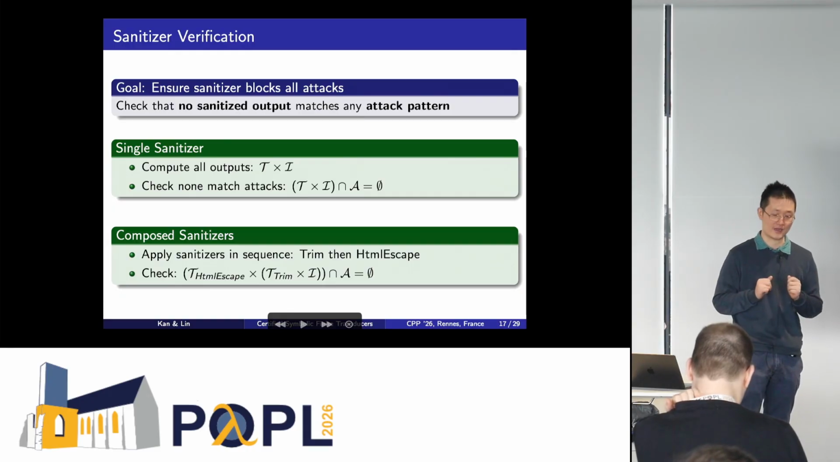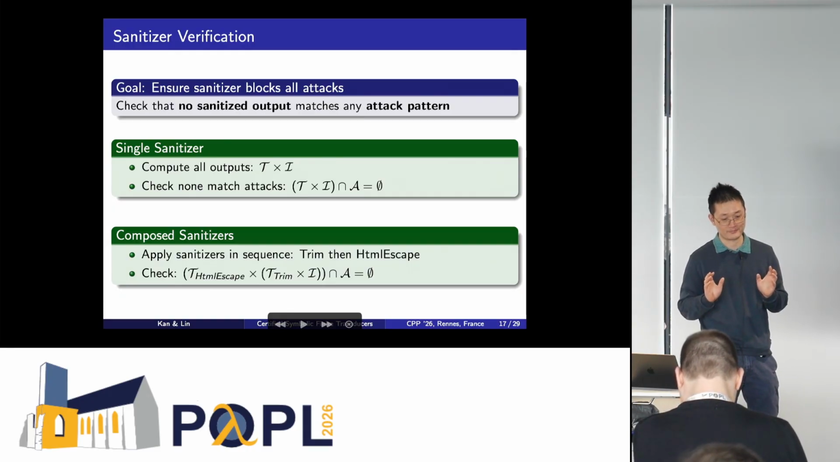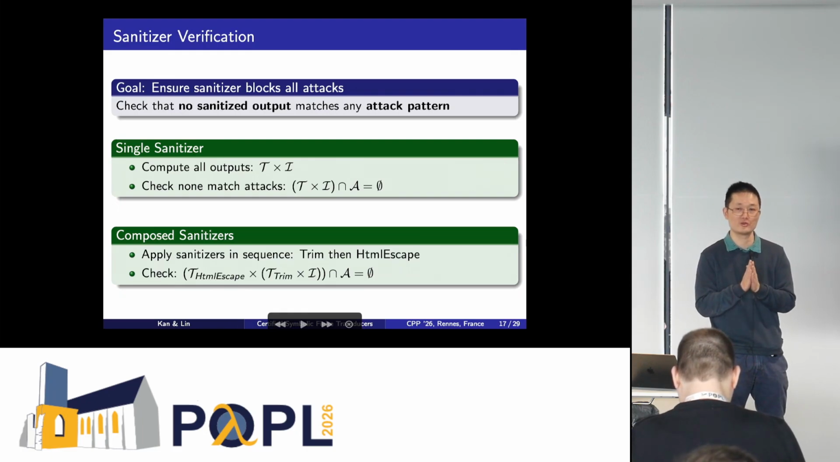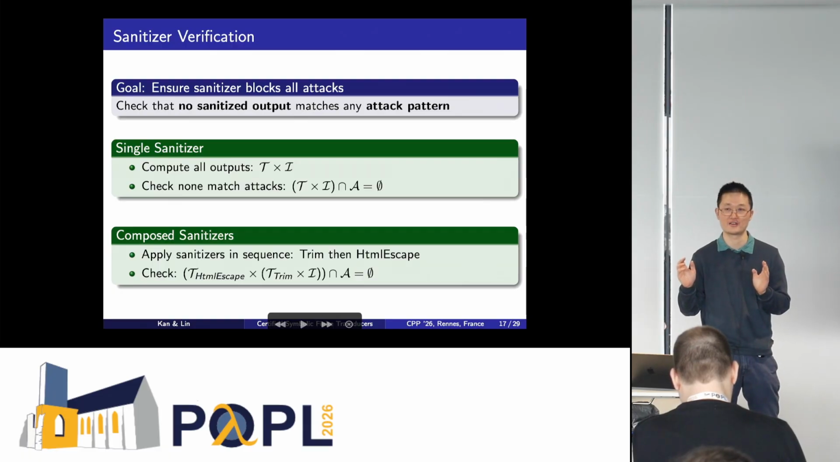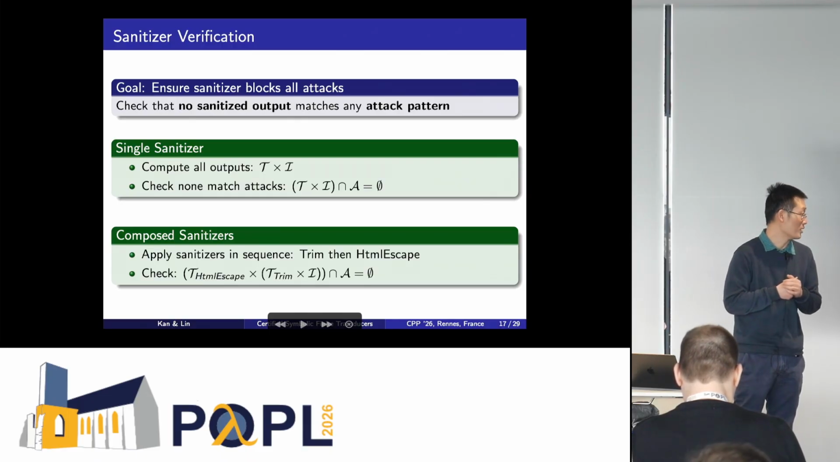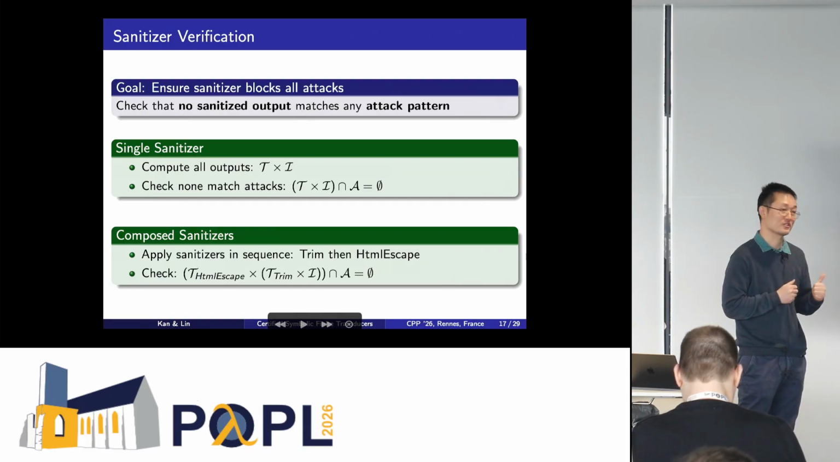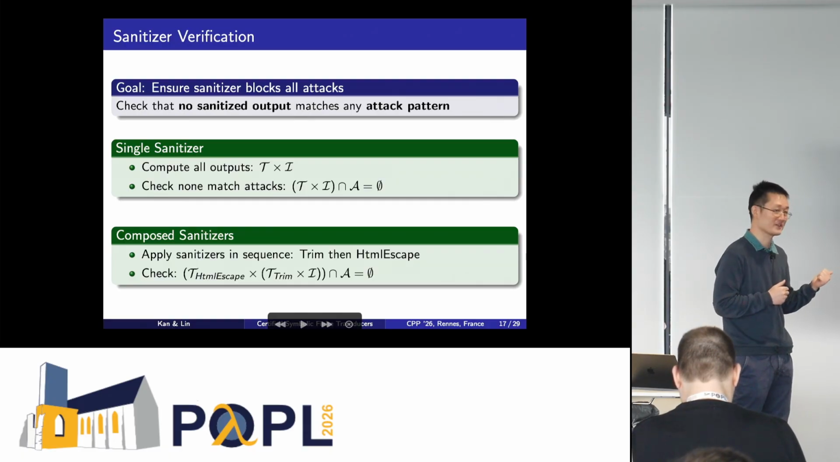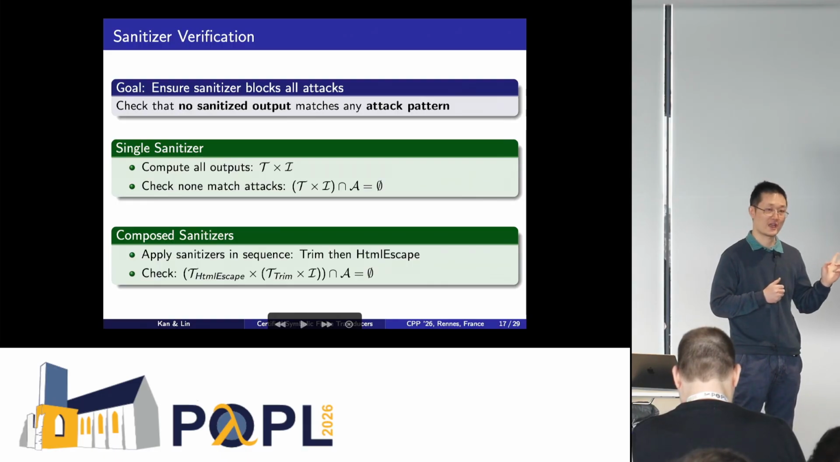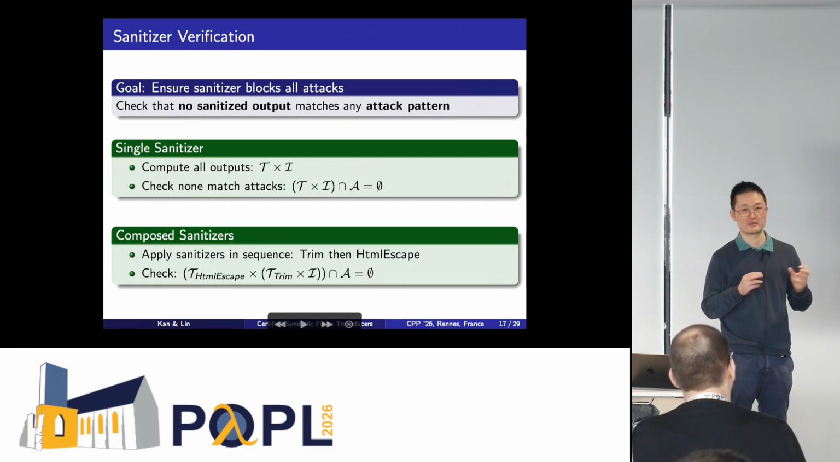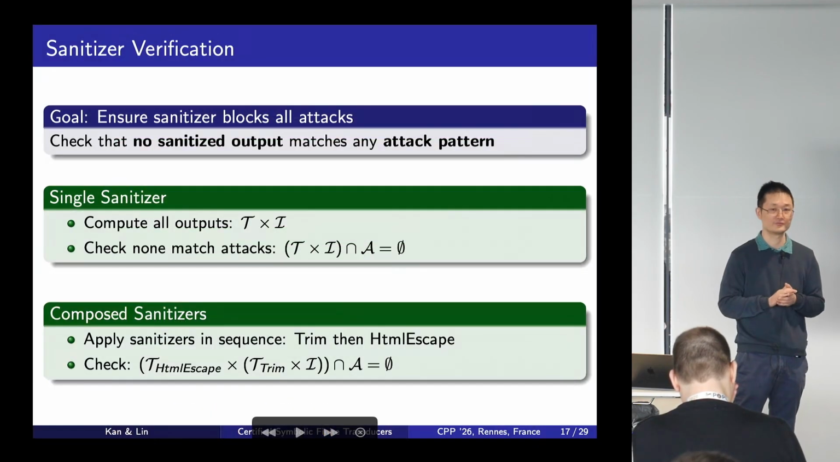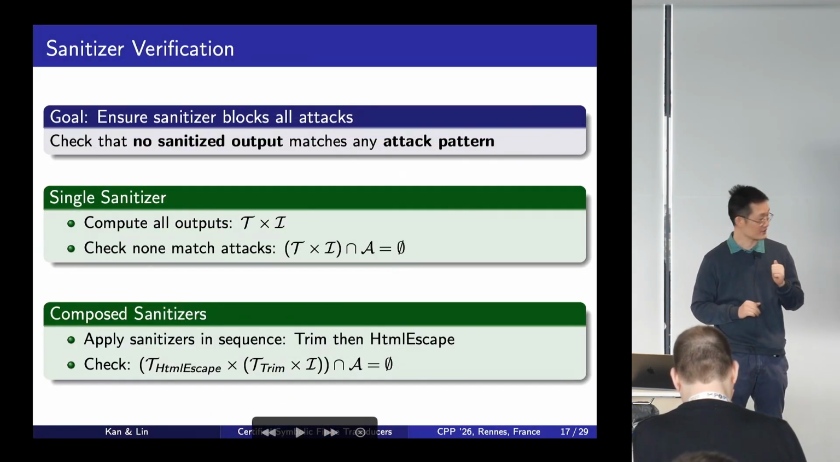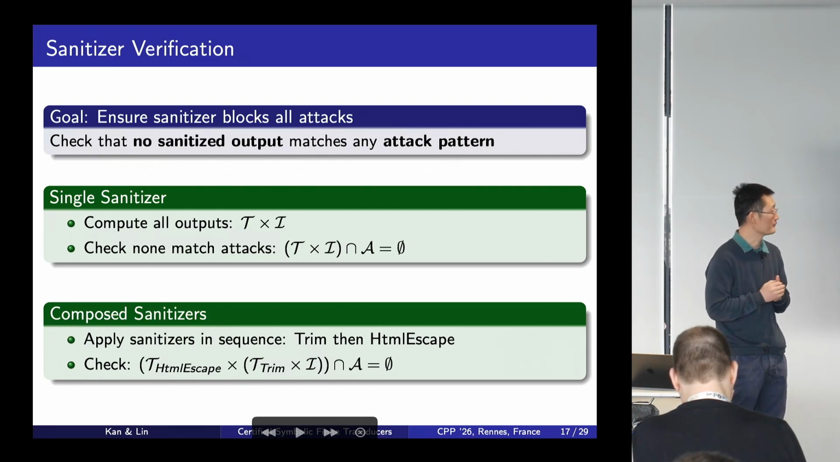The second one is that in reality, a sanitizer is not a single one. Usually a program will use a bunch of sanitizers step by step, so we need a composition of them. For example, we first use a trim sanitizer and then use the HTML escape sanitizer. After these two steps, we get the result. We check it against the attack strings. If the intersection is empty, then the composition of our sanitizers is also correct. It works perfectly. So this is the sanitizer checking.